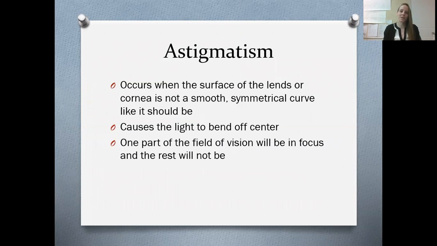shape. Astigmatism occurs when the surface of the lens or the surface of the cornea isn't a nice, smooth, symmetrical curve. And so the light ends up bending off center. It doesn't hit the fovea centralis, it's going to hit a different part of the retina. And so you'll end up with one part of your field of vision in focus, whichever part of your field of vision is going to be hitting that part of your retina, but the rest of your field of vision will be out of focus.